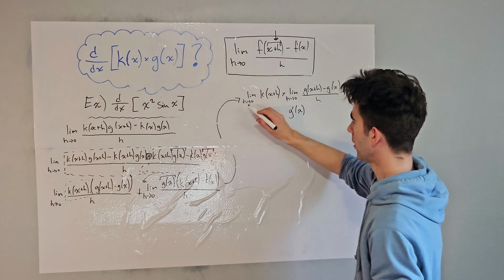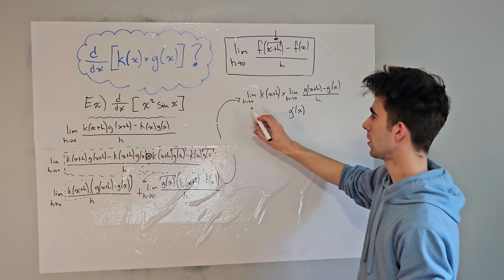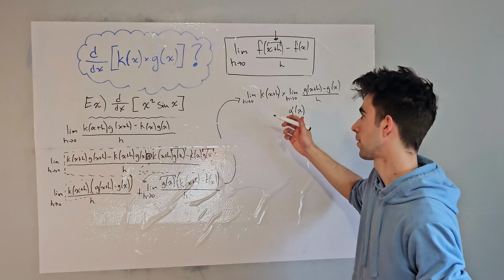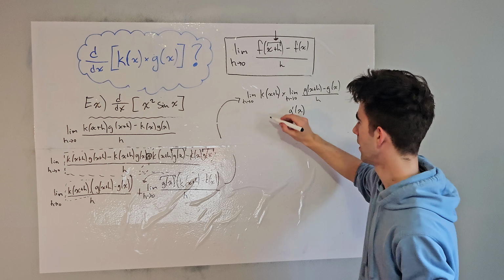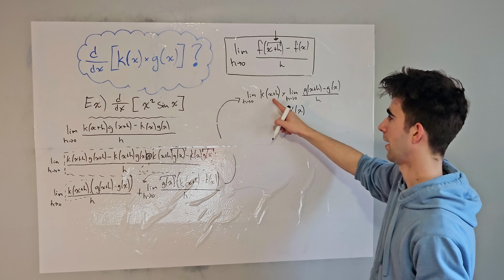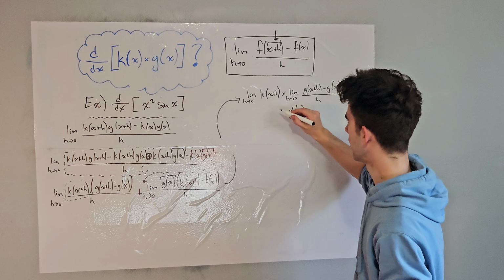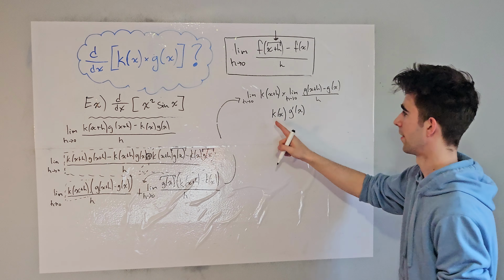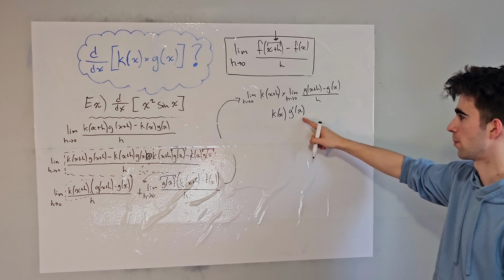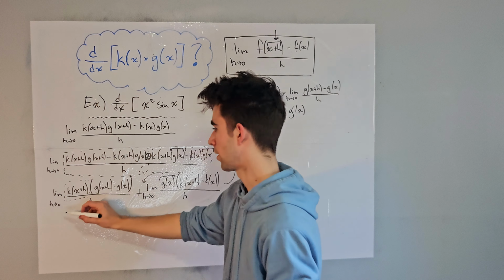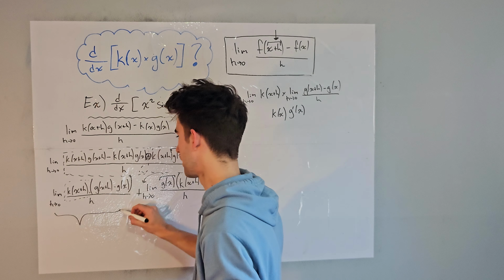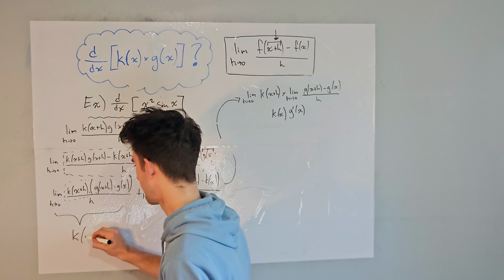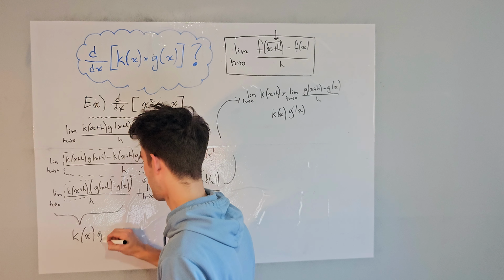This first part here, k of x plus h as h approaches 0, there's nothing wrong with just plugging in 0 for h, and we'll see we'll get k of x plus 0, which is just k of x. So far, this is what we have. k of x times g prime of x. And that is what we got down here. k of x, g prime of x.